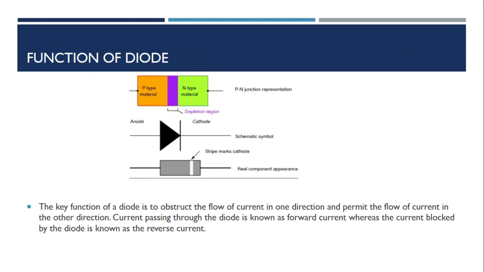Okay, next is the function of the diode. The key function of a diode is to obstruct the flow of current in one direction and permit the flow of current in the other direction. Current passing through the diode is known as forward current, whereas the current blocked by the diode is known as the reverse current. It is an electronic device that results from the fusion of p-type material and n-type material.